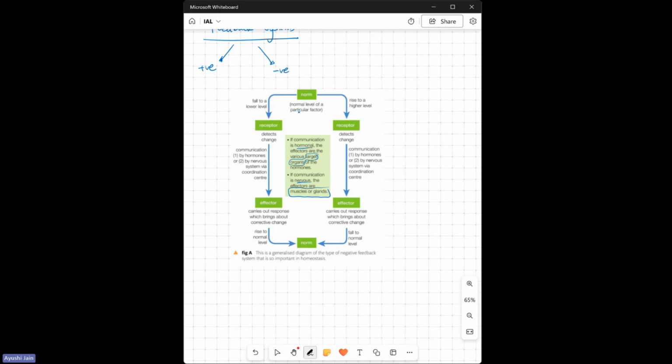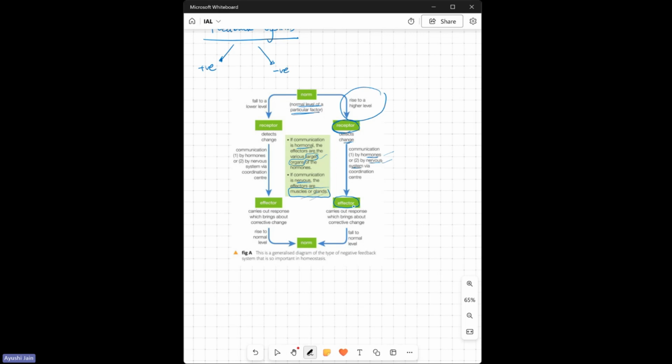So like I said, you have the normal level of a particular factor. That is your set point. If it increases above that set point, that change is first of all going to be detected by the receptors. Once the receptors have detected the change, they will choose to communicate either by hormones or via the nervous system, and they will send the information to the effector. Like I mentioned, if it is by hormones, it will be to the target organ, and if it is by the nervous system, then the effector will be a muscle or gland.